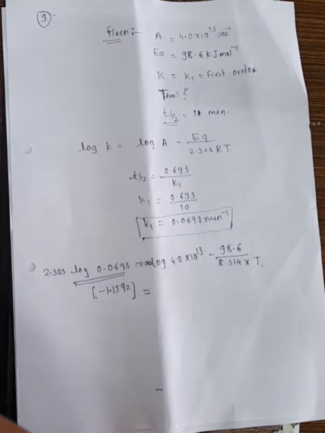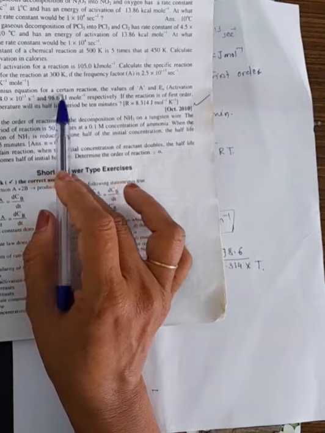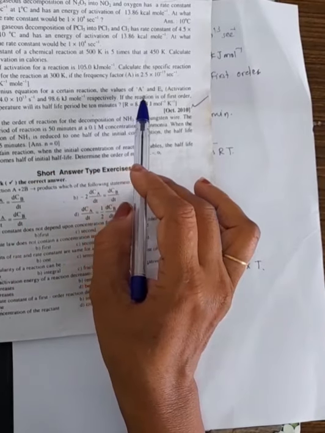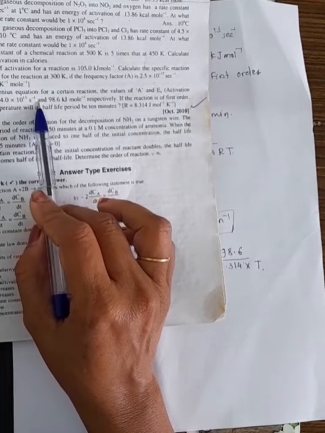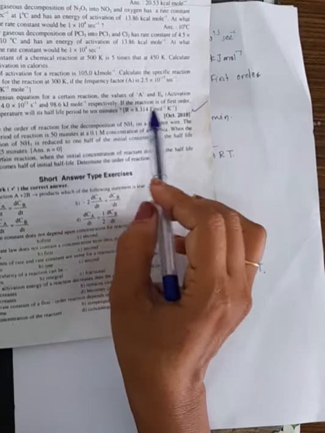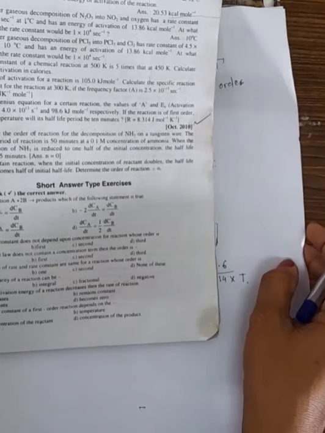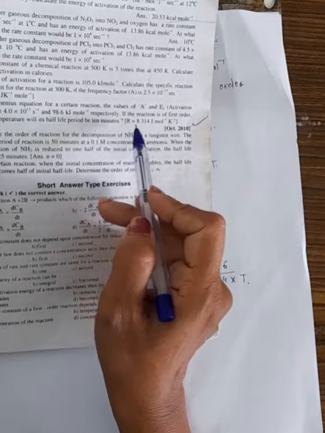Today we will solve numerical number 9. In the Arrhenius equation, for a certain reaction, the values of A and Ea are 4.0 × 10^13 per second and 98.6 kilojoule per mole respectively. If the reaction is of first order, at what temperature will the half-life period be 10 minutes, and R is given here.